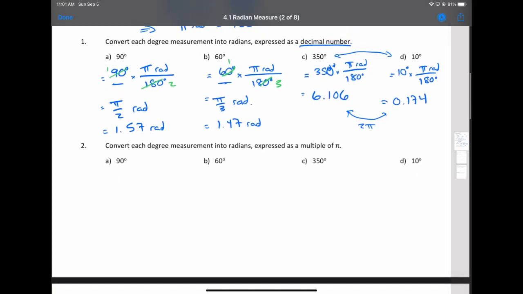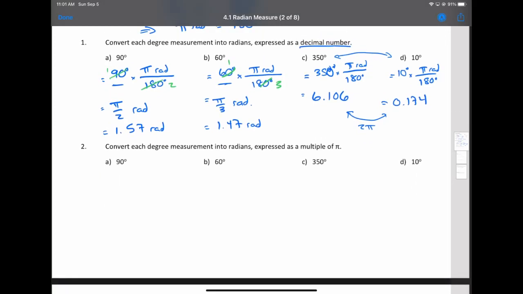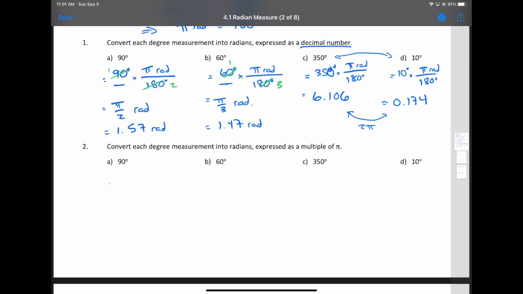For the next part, let's convert these using the actual multiple of pi method, which is often a preferred way of expressing radians. Another way to think about this is if you think about 180 degrees as being half of a circle, then pi radians is half a circle. So 90 degrees is a quarter circle. It should just be pi over 2, because 180 is half a circle. This is a quarter of a circle, so it should be half of pi.